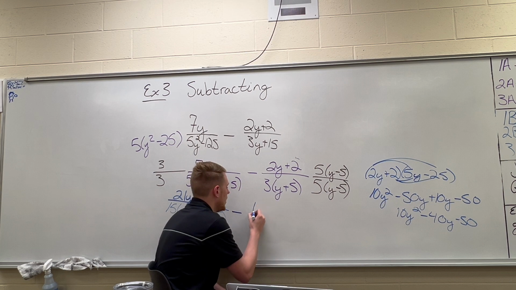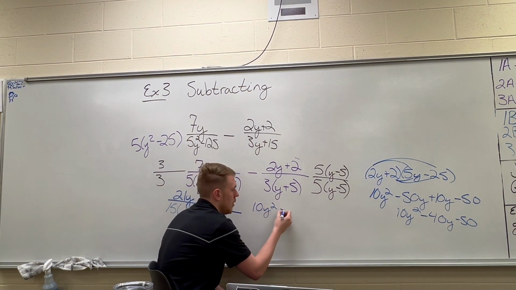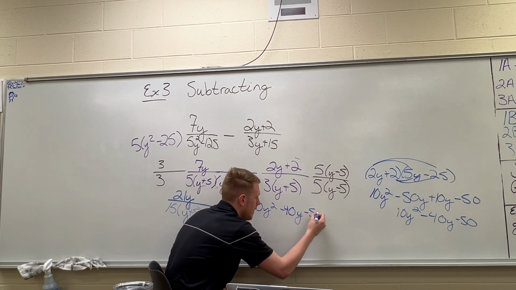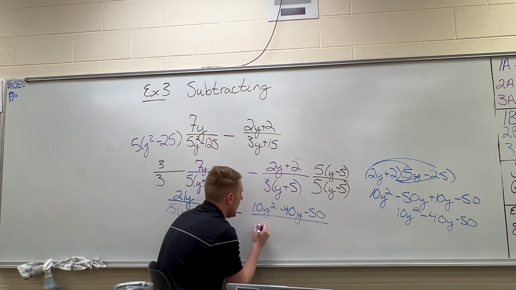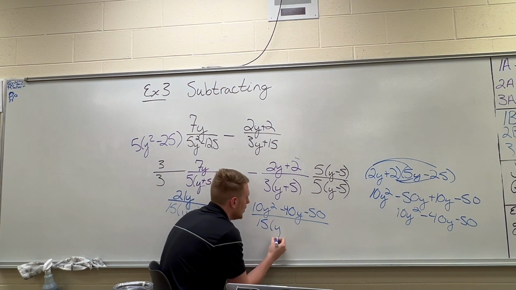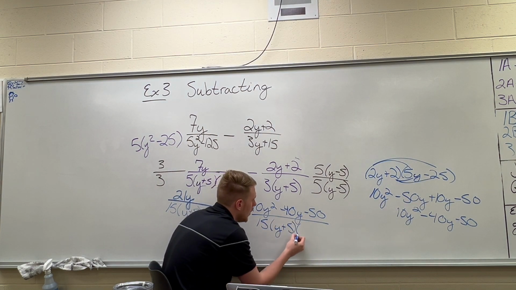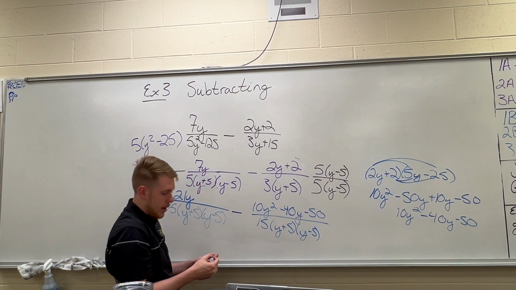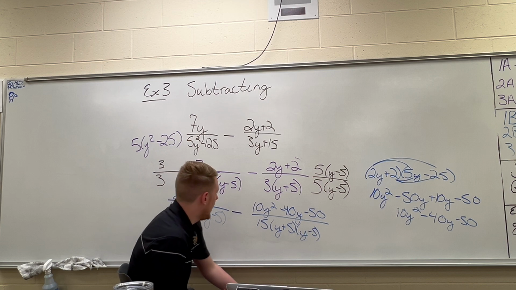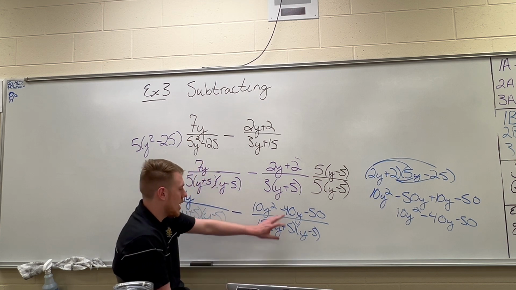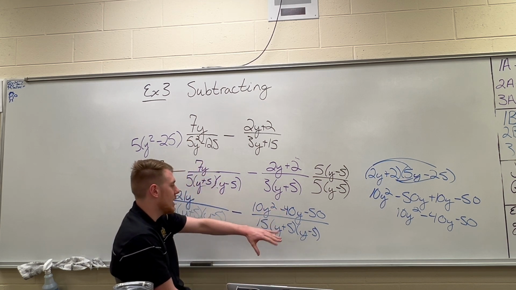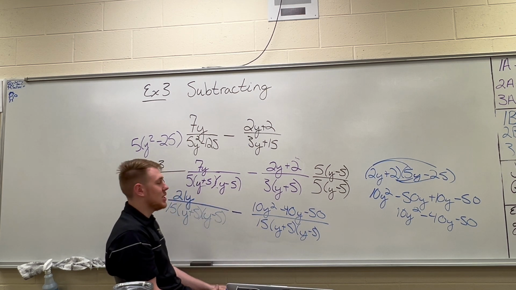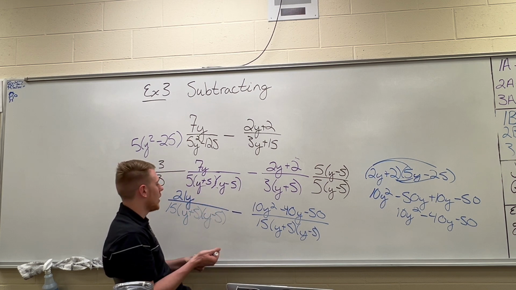So this is 10y squared minus 40y minus 50 over 15, y plus 5, y minus 5. Okay, that should be your answer. That should be your equation, 10y squared minus 40y minus 50, and they have the same denominator. Now the last thing is just subtract everything, okay?